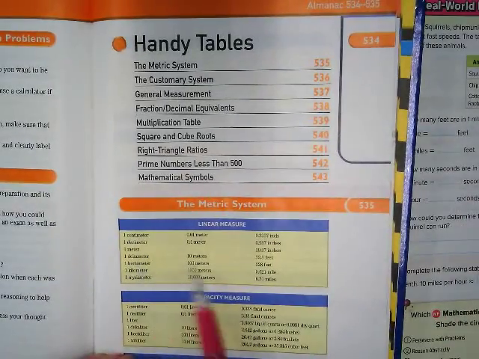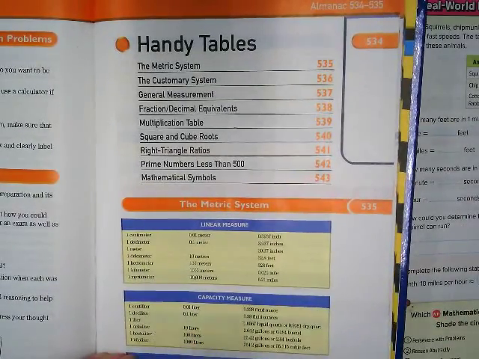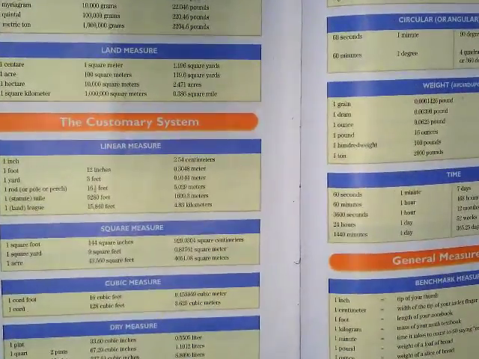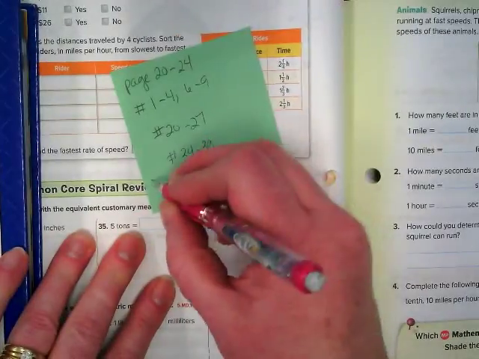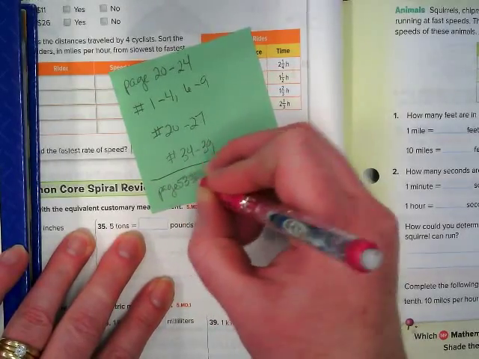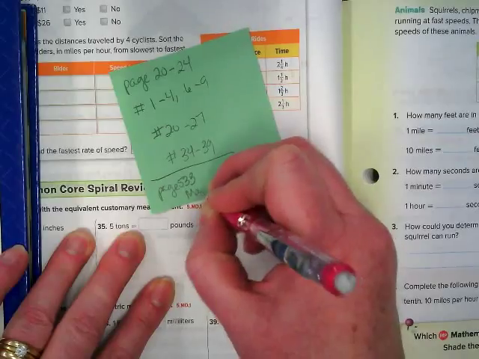So here's going to have centimeters and liters. And then if you turn the page, you'll find inches and feet and all of those other measurements. So I'm going to say this starts on page 535 of Math on Call.